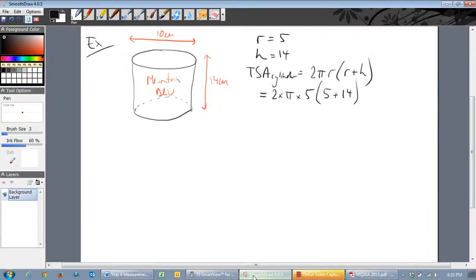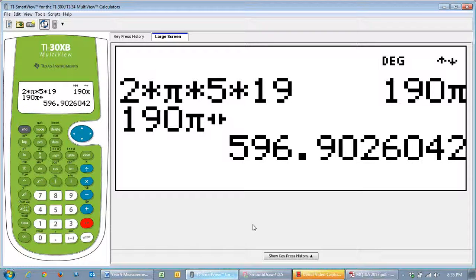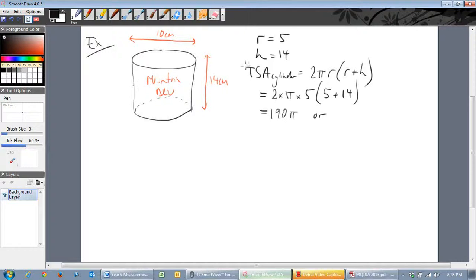We'll stick with that. Equals 190 pi. Or press this key to get your approximate 596.9. 596.9. And what are we in here? Centimeters squared. That answer or that answer. And that's it. So I recommend that formula.